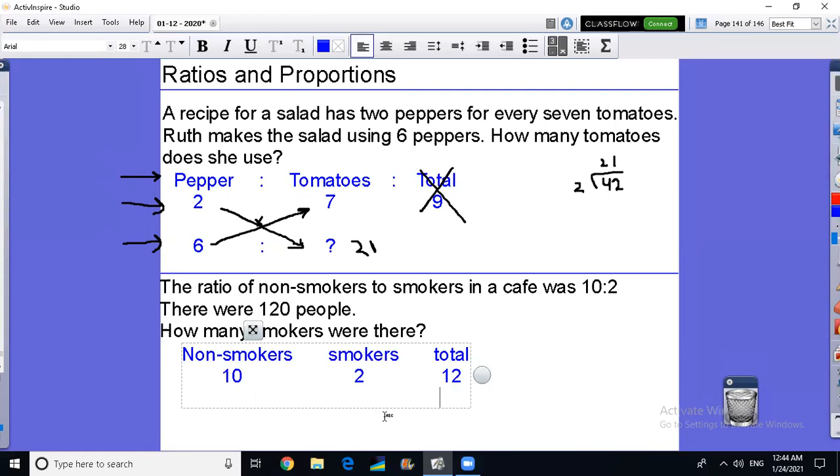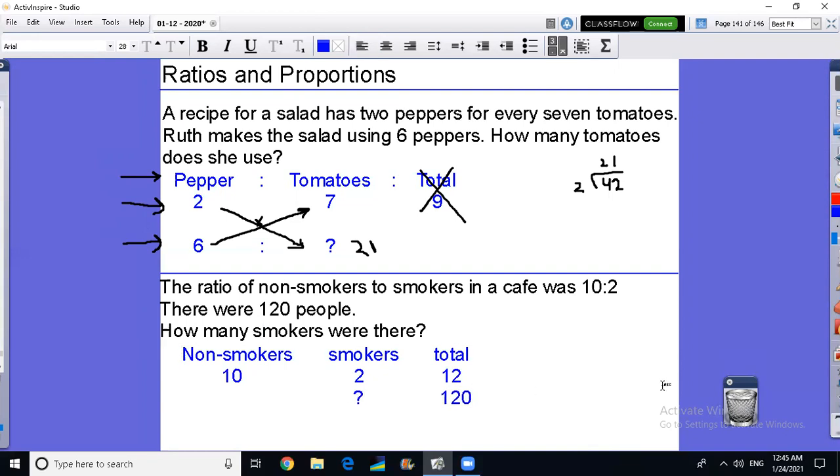So there were 120 people in the cafe. How many smokers were there? In the third line, one of the numbers from the second line changes. So here 12 became 120. Where's the question mark? How many smokers were there? Smokers, so I need the question mark to be here.